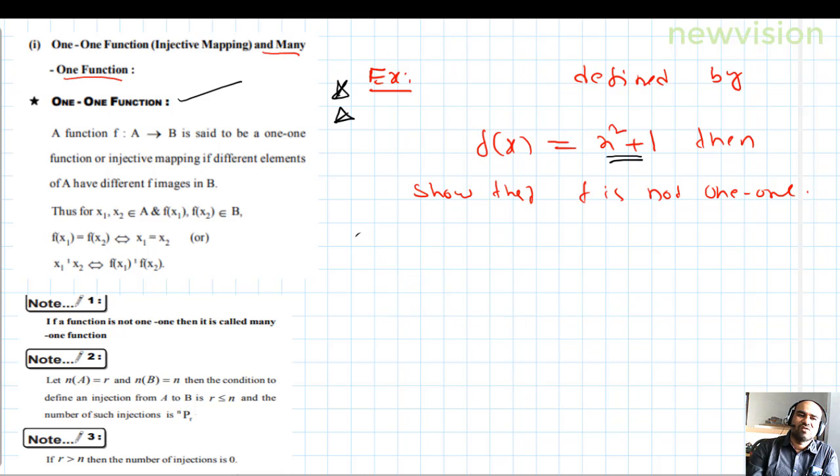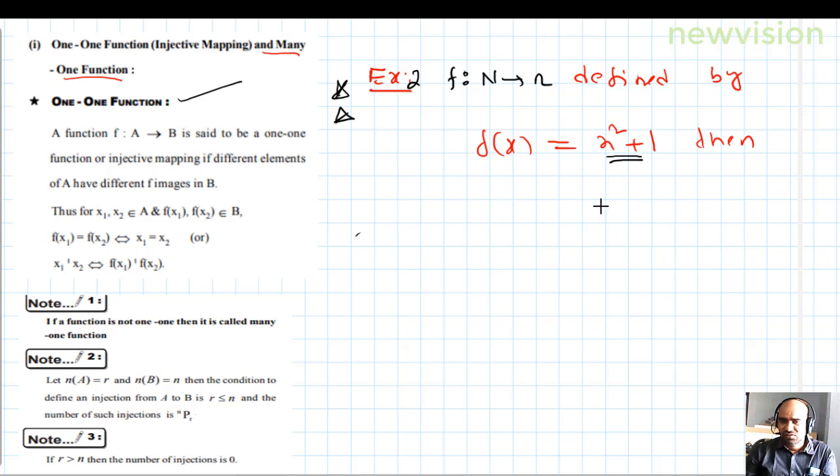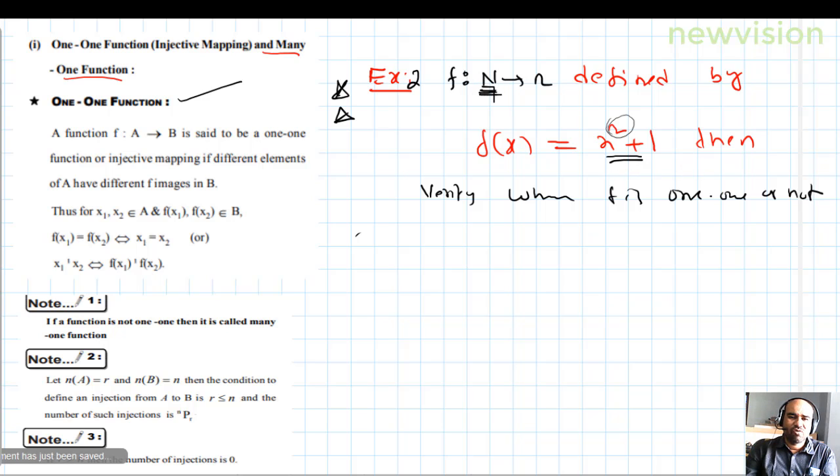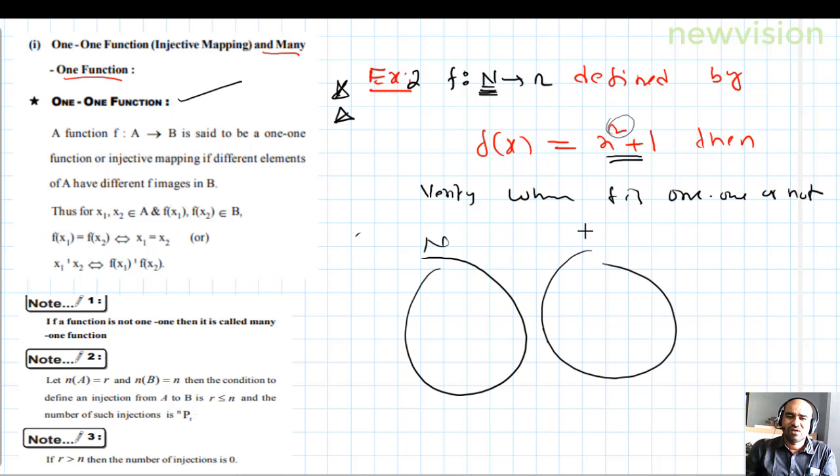Now I want to write another example too. f maps N to R defined by f(x) is equal to x square plus 1. Then verify whether f is 1-1 or not. Just verification. Again, some students will make mistakes, saying square is there, so it is not 1-1. That is not correct. Square or whatever it may be, it depends upon the domain, natural numbers only. The domain is natural numbers, the codomain is all real numbers. Here natural numbers only: 1, 2, 3, and so on.